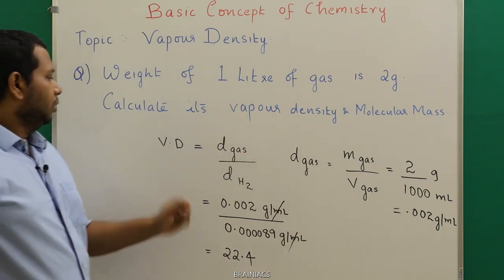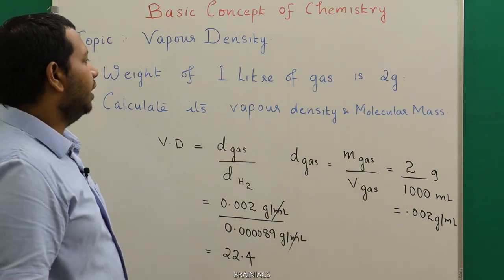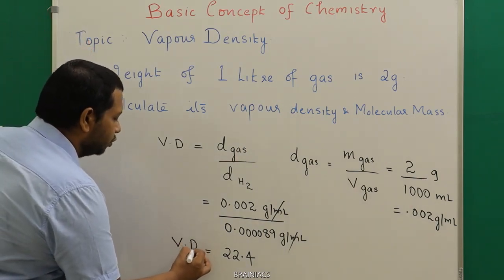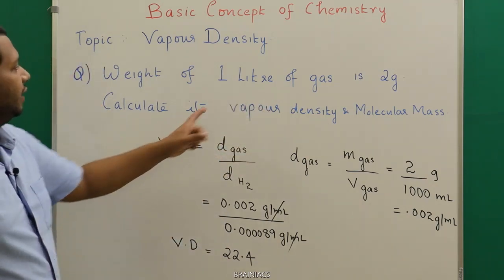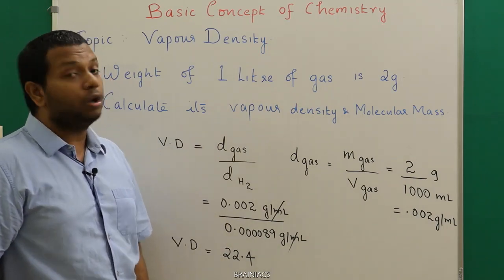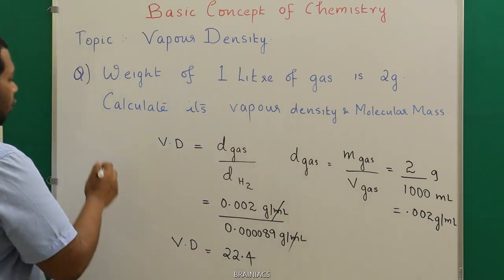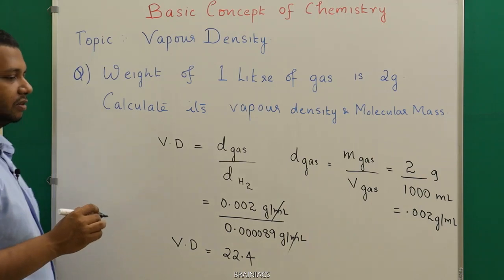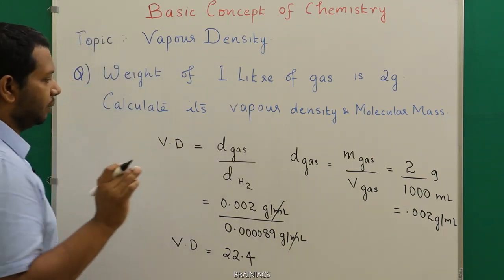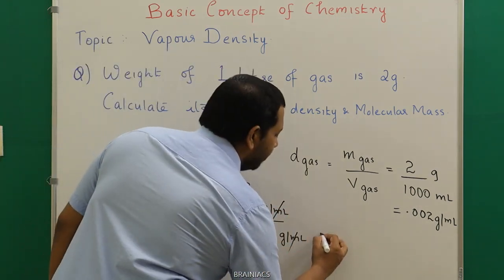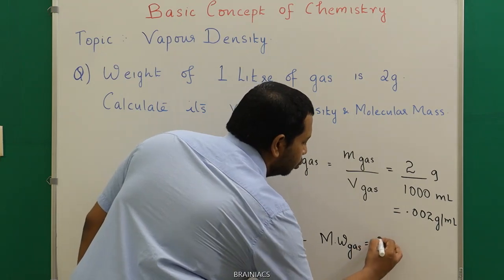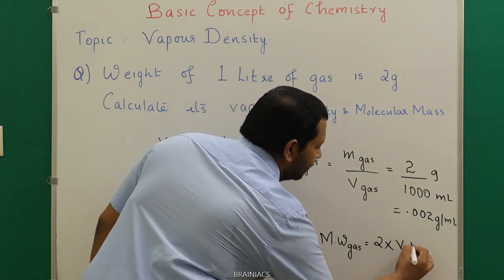Now they have also asked you to calculate the molecular mass. So this is my vapor density. We have calculated the vapor density of the gas, and they are asking you to calculate the molecular mass of the gas. So we know vapor density and molecular mass, how it is related. We know 2 times the vapor density is equal to molecular mass of the gas. We can write MW, molecular mass of the gas, is equal to 2 times the vapor density.